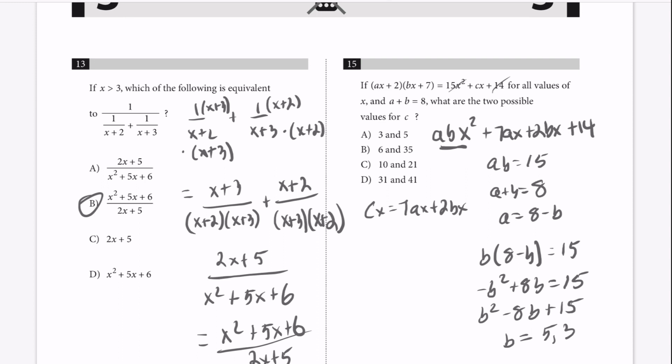And that means a would be equal to 3. So cx is equal to 21x plus 10x. Let's divide all of it by x. We get that c is equal to 21 plus 10, which is 31. And the only answer that allows that is answer D.